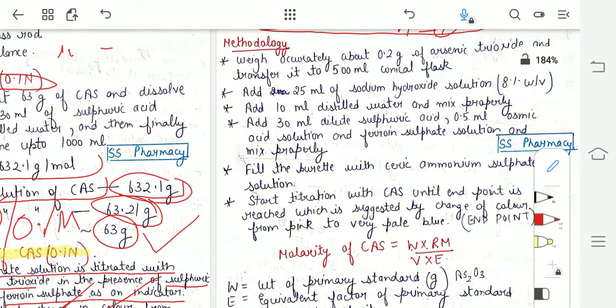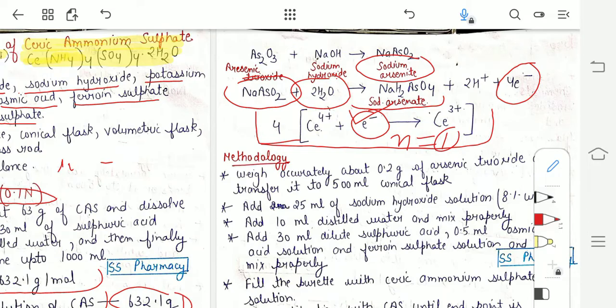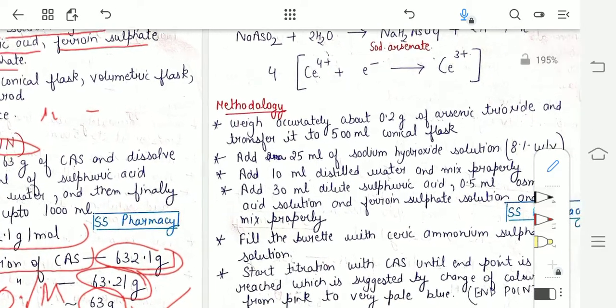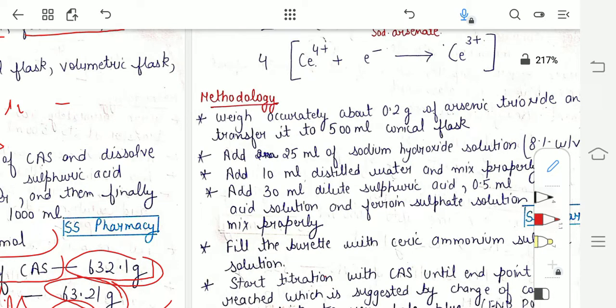So let us now begin with the methodology. This is the general reaction for this standardization. Here we know that our ferric ion will be reduced.